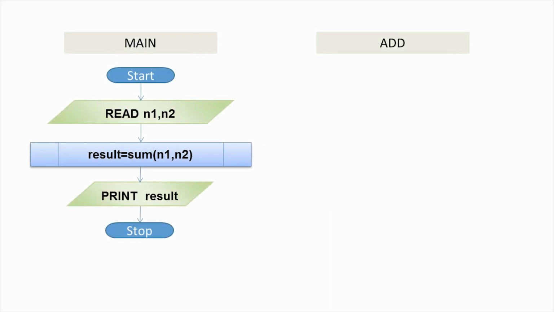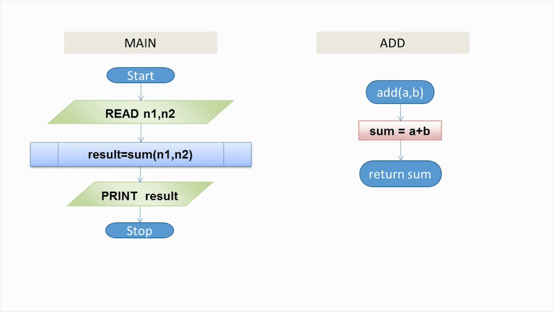Now let us discuss the steps in function add. Add is the name that we have given to the function. A and B are variables or placeholders to receive the value of n1 and n2. A will receive the value of n1 and B will receive the value of n2. Next, A and B are added and the result will be stored in variable sum. The value of sum is then returned back.